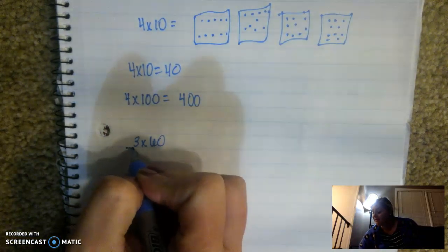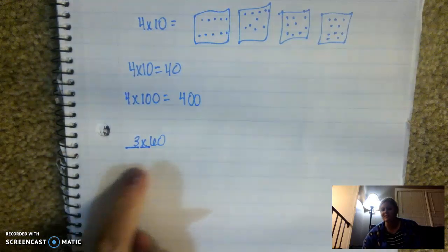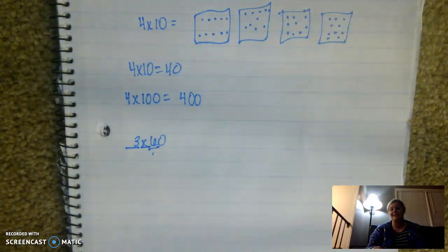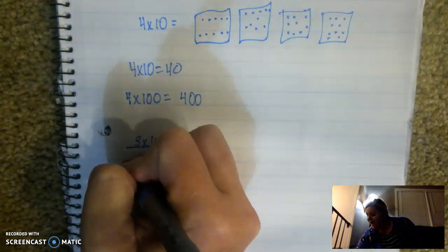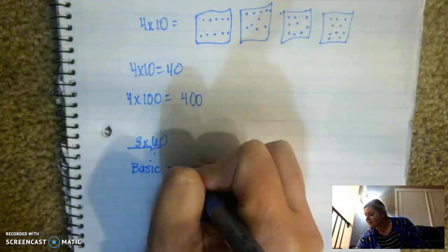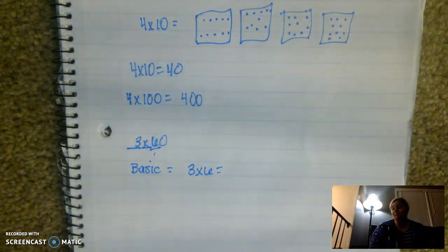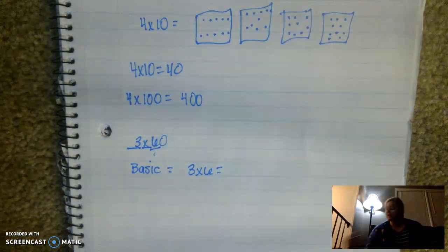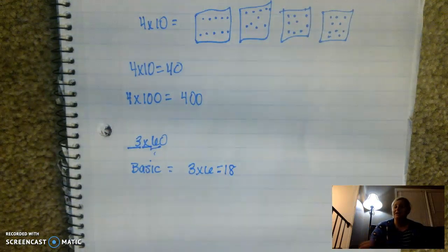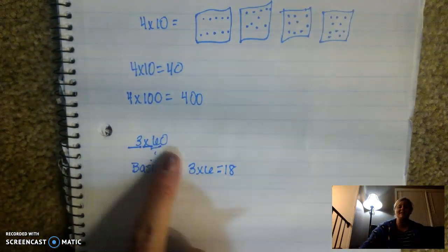And if I have a basic fact, I can look at 3 times 6. So my basic fact is 3 times 6. Now what is 3 times 6? 3 times 6 is 18. Now, my answer is not complete because I'm looking at 3 times 60.